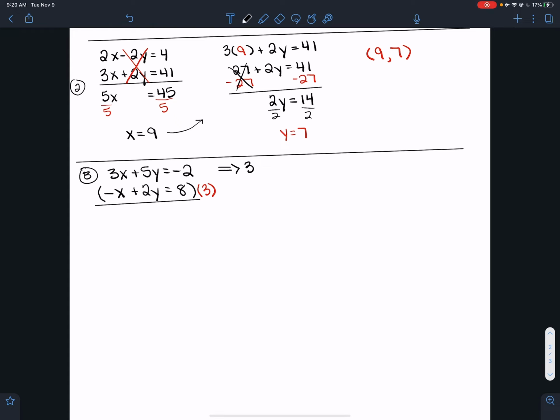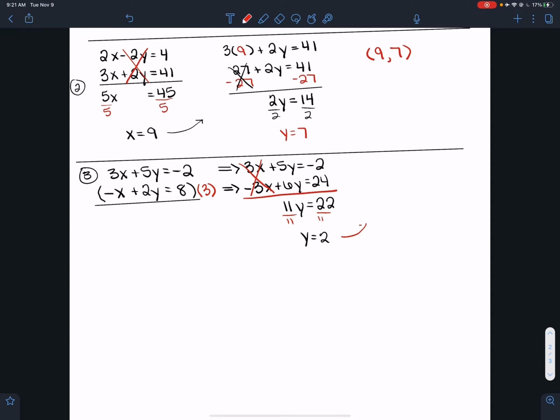Okay, so the first one will stay the same. 3x plus 5y equals negative 2. The second equation is going to change, so it'll be negative 3x plus 6y equals 24. Okay, the x's eliminate. We've got 11y equals positive 22. Divide both sides by 11. And we get y equals 2.